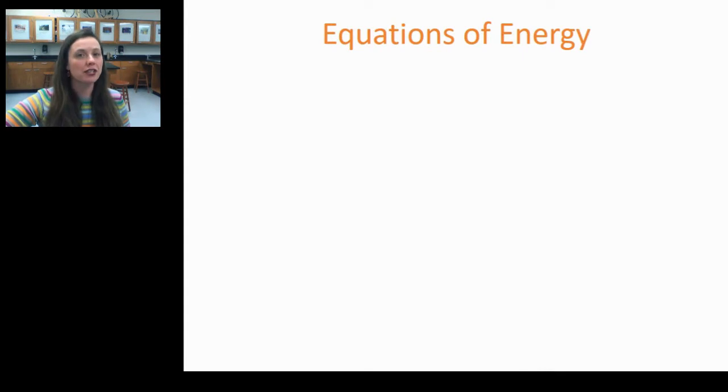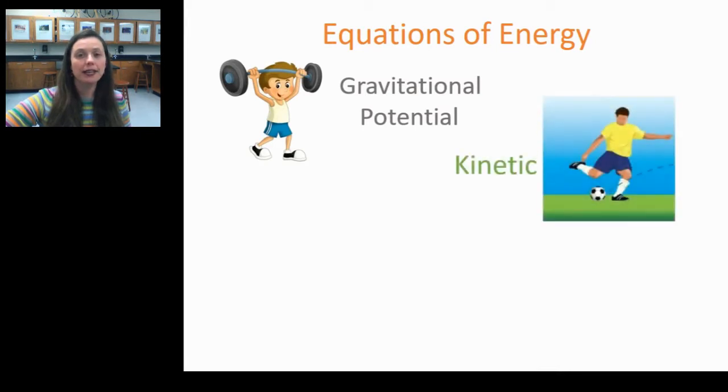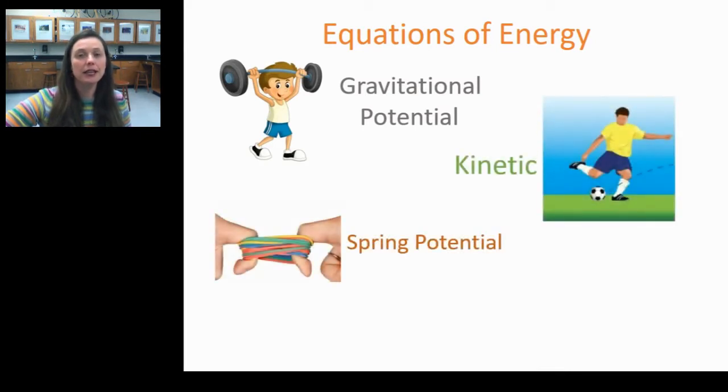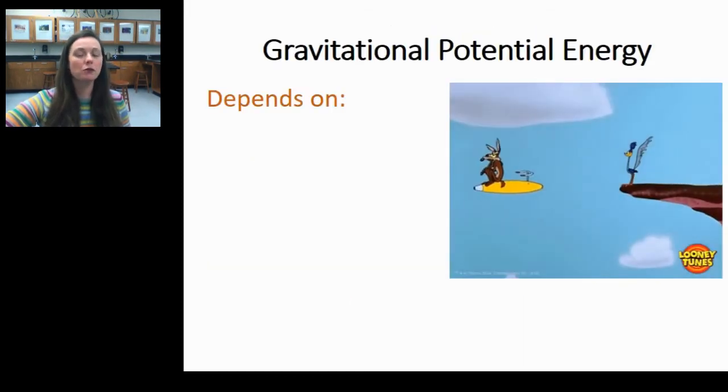The forms of energy that we will look at equations for here are gravitational potential energy, kinetic energy, spring or elastic potential energy, and the energy dissipated by friction. Let's look at them individually. We'll start with gravitational potential energy.